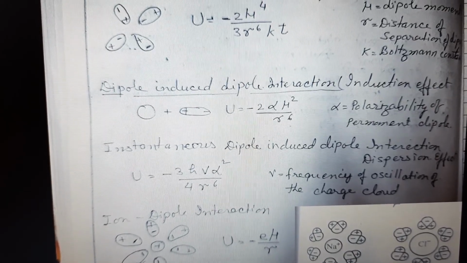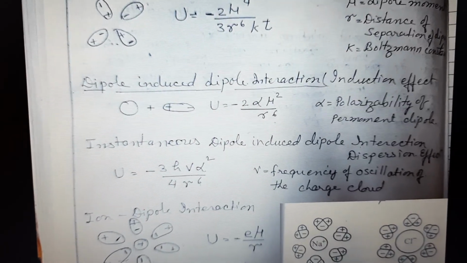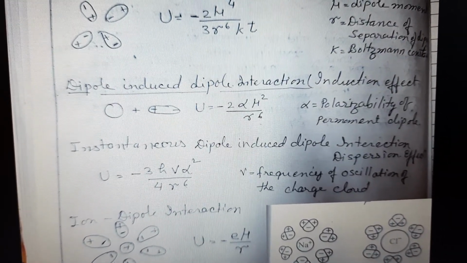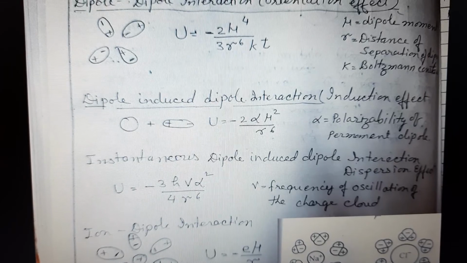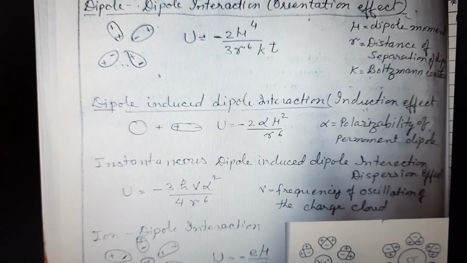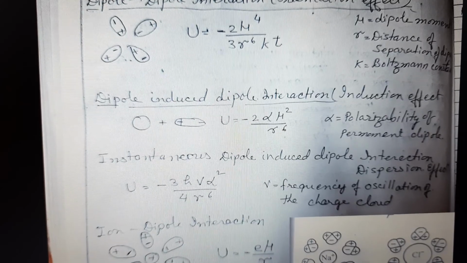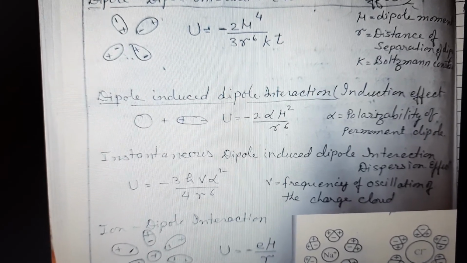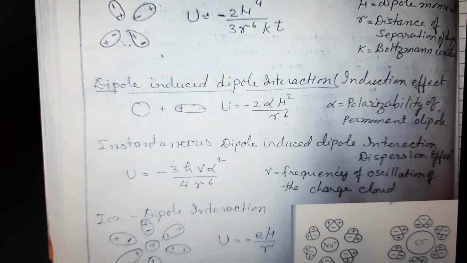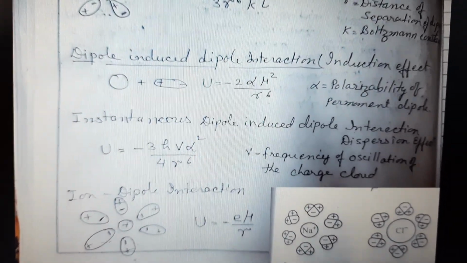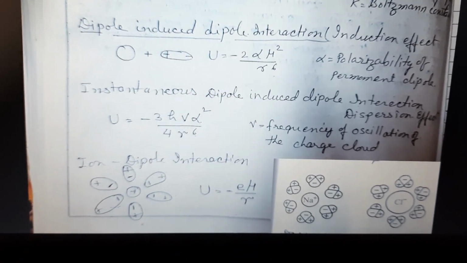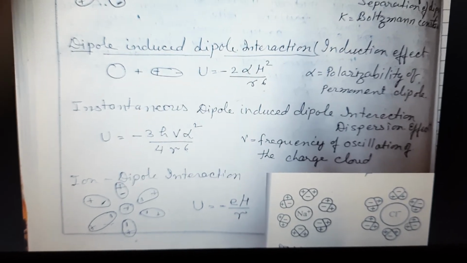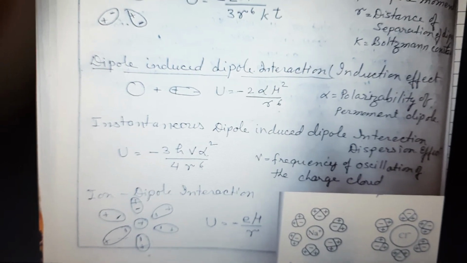Second is dipole-induced dipole interaction, also known as inductive effect. This type of interaction takes place when a polar molecule is brought in contact with a neutral molecule. The dipole of the polar molecule disturbs the electron cloud of the neutral molecule, thereby inducing a polarity in the neutral molecule. This molecule is then said to be an induced dipole, which is shown in this figure.